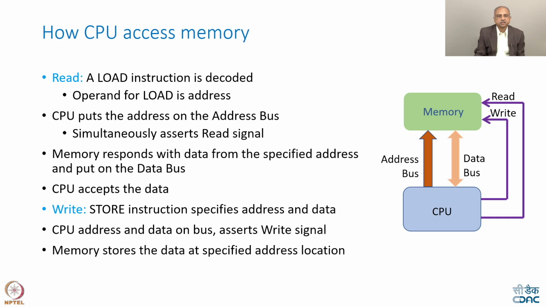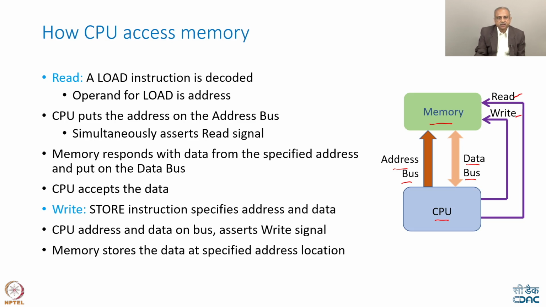To understand further, let us first see how the CPU accesses memory. So, here you have the CPU and this is the memory. Between them you have the address bus which provides the address to the memory, and the memory either reads or writes the data on the data bus. Whether the CPU is performing a read operation or a write operation is indicated by a signal. So, let us see how read works.